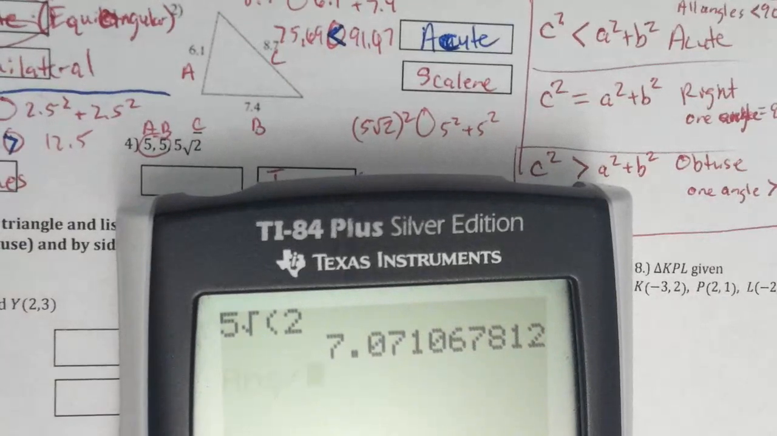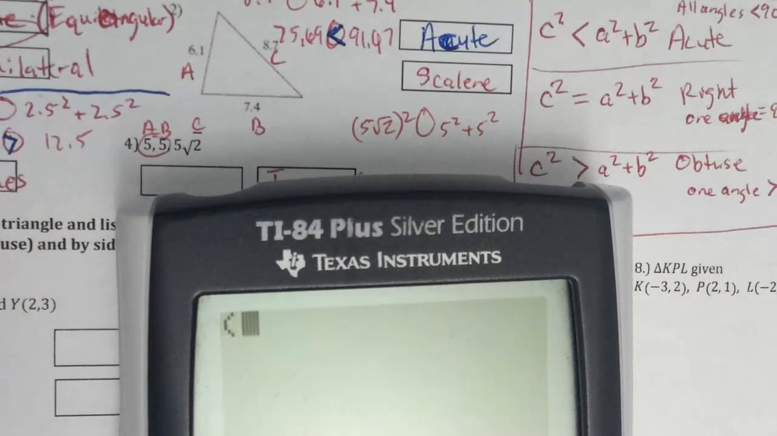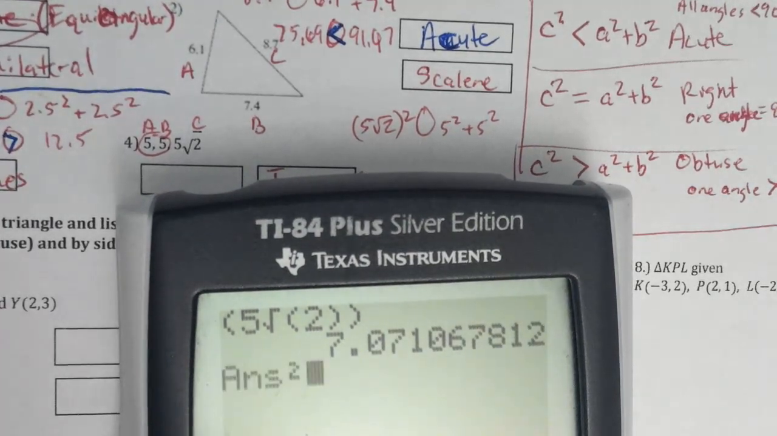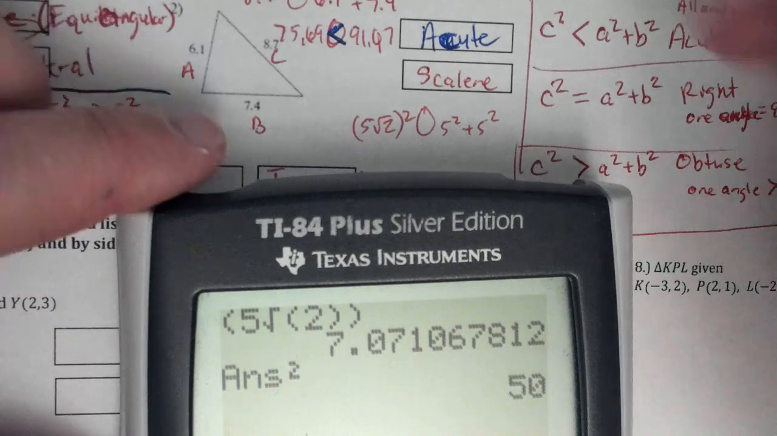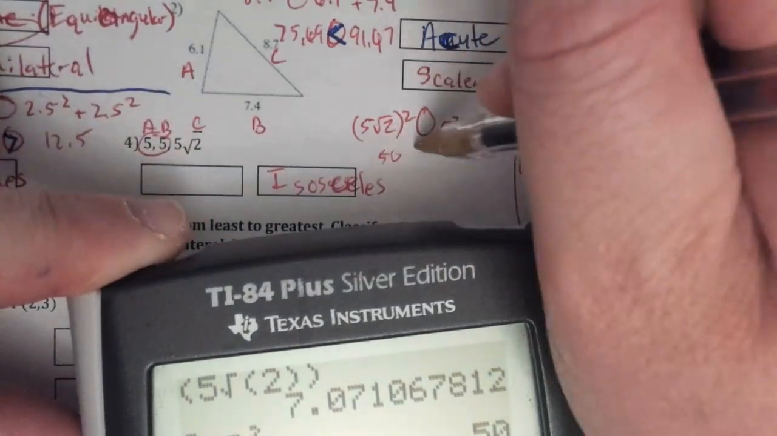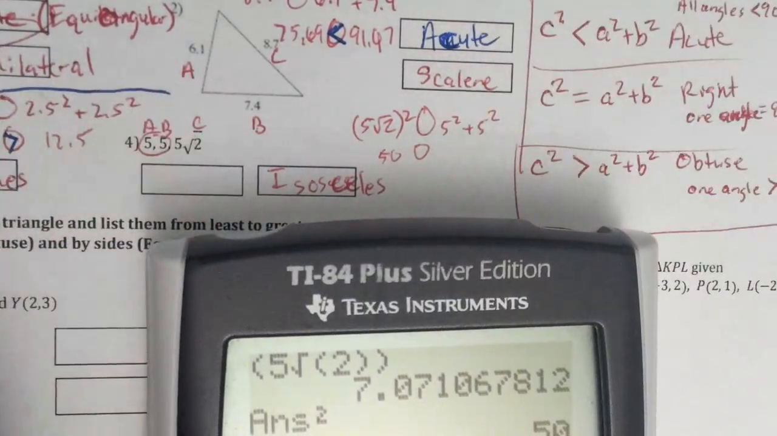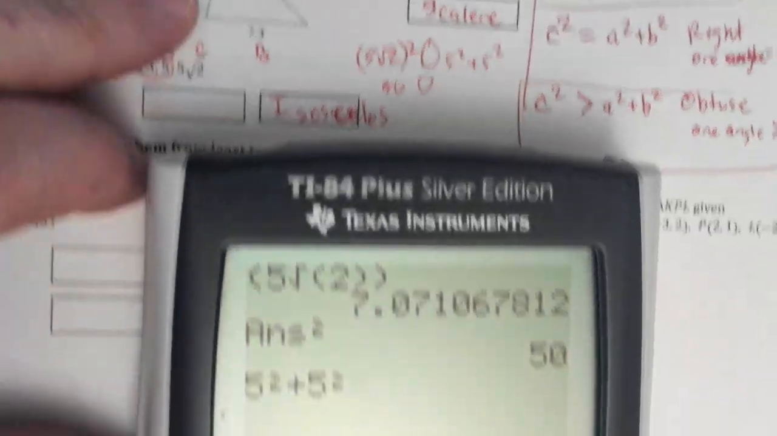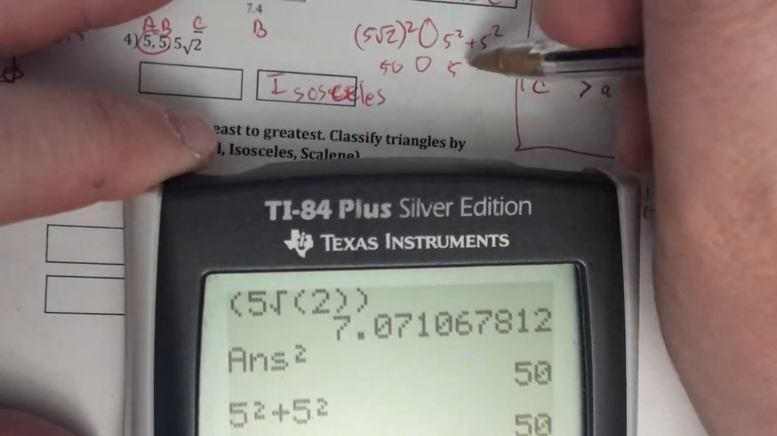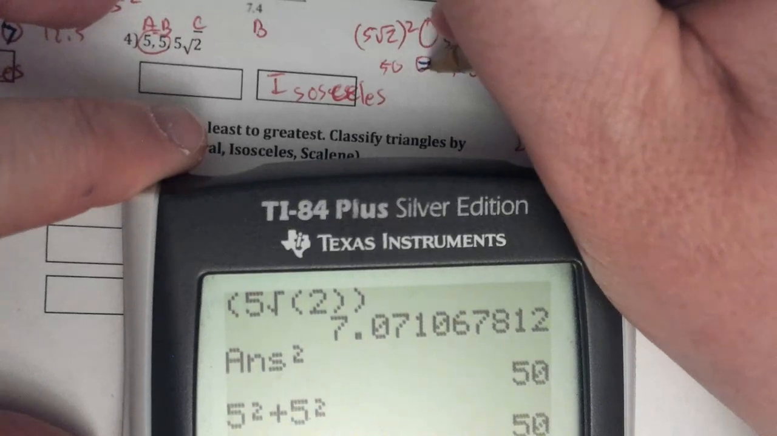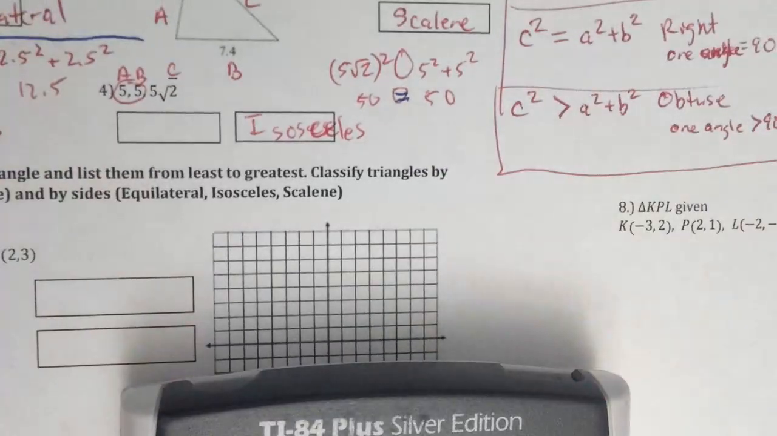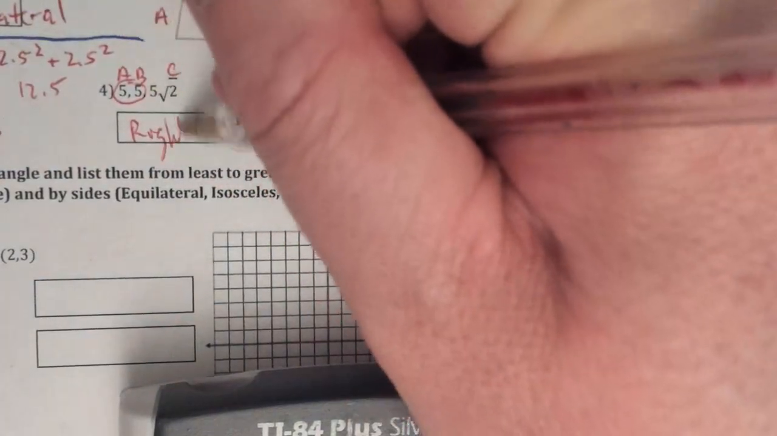All right, parentheses, 5 radical 2. Okay, we get this number, right? Square that, and we pop out with the number 50. So how does 50 compare to 5 squared plus 5 squared? And we get 50. All right, that would be equal, and equal would be right. That would be a right triangle.